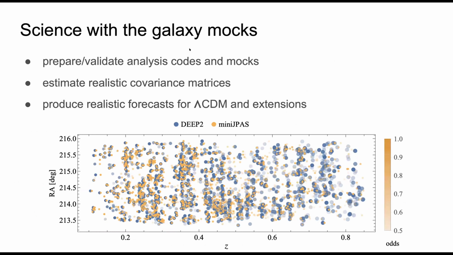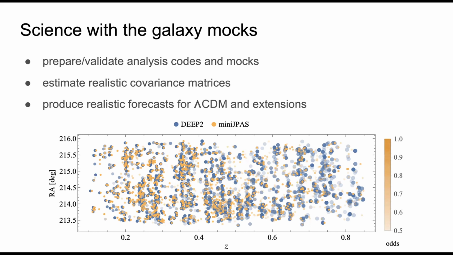Science, of course, once these mocks are produced, we can do really a lot of things. First, during the production, we'll prepare and validate our analysis codes. So the idea is that we are going to test the same codes on different mocks to see consistency between mocks, and also different codes on the same mocks to check consistency between codes.